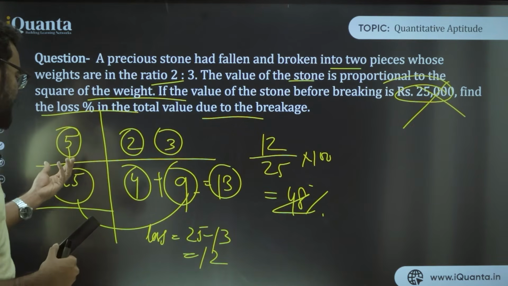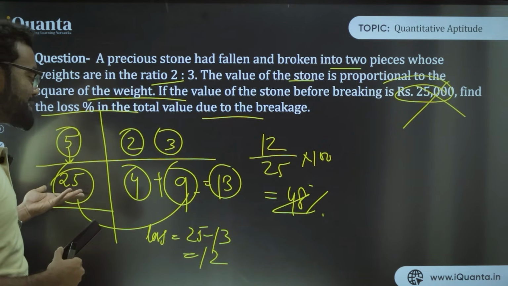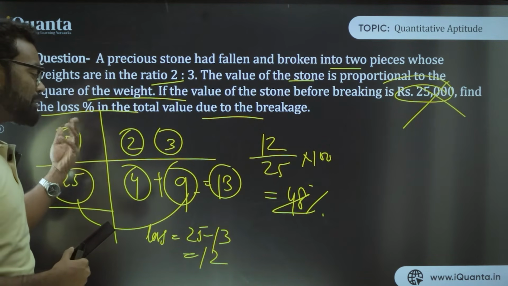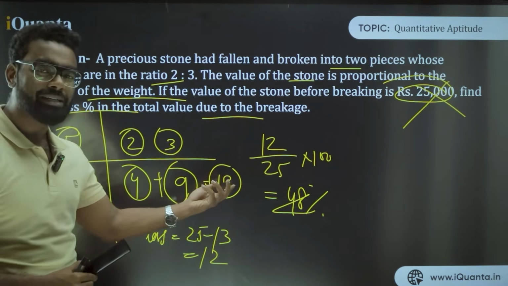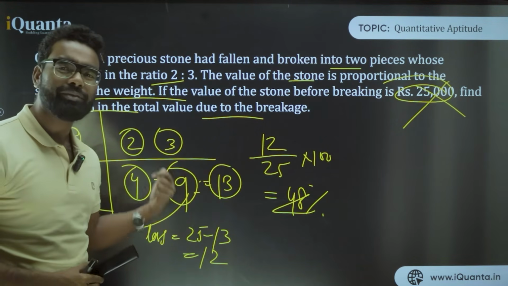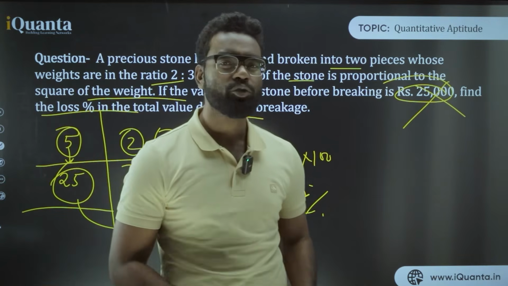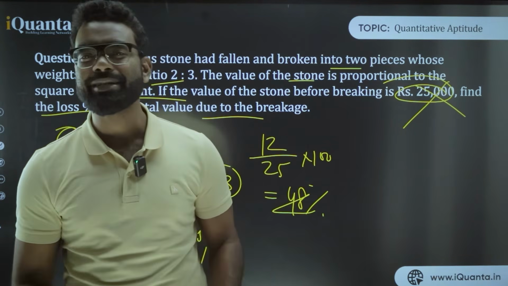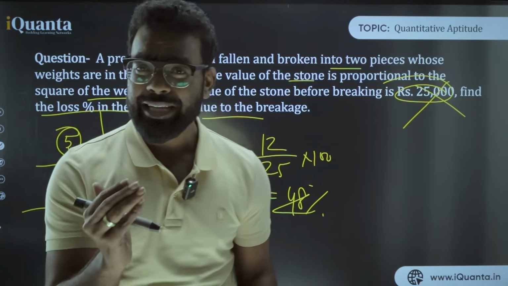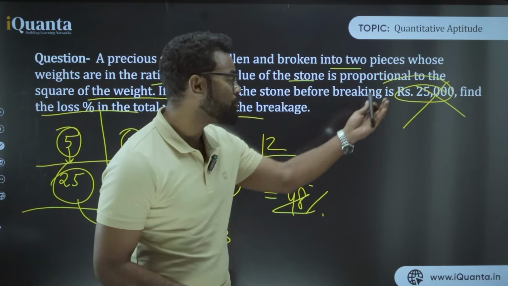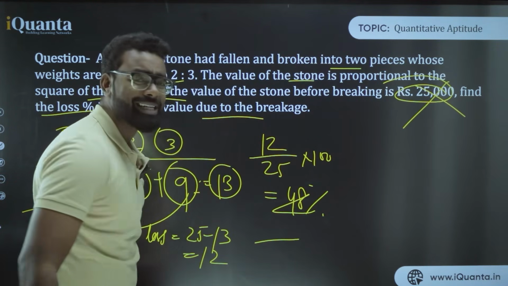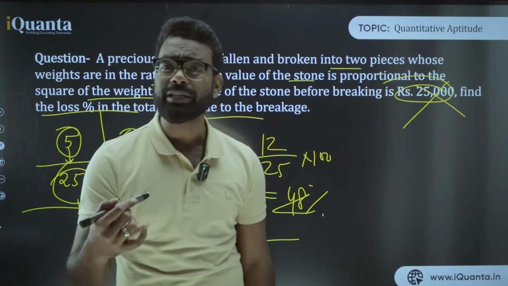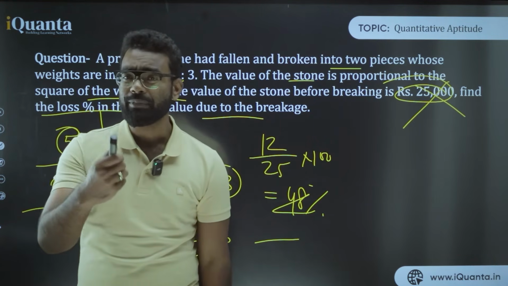So if 25 is the initial price, then after the breakage, the price has to be 4 plus 9, 13. So what is the loss? 12. 12 is out of how much? 25. So 12 out of 25 is basically the same as 48%. And think about it, it is as simple as that. We don't need to use anything and we can solve it in, let's say, 15 seconds just by using this technique. So next time, please use this technique.